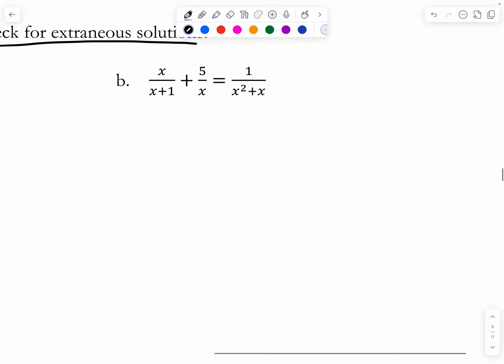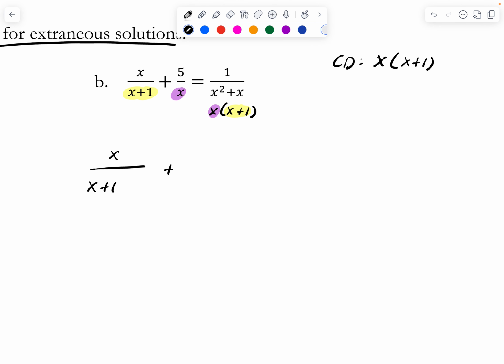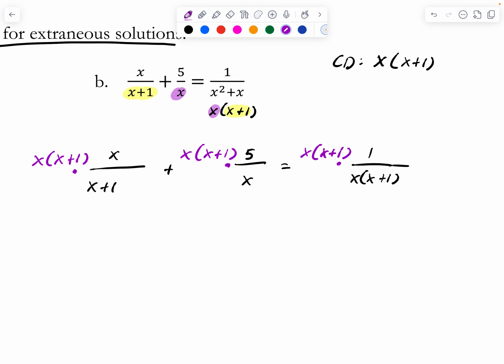Okay, let's do B. So B is going to be where I do this new strategy. I'm going to factor this last denominator to be x and x plus 1. So you'll notice that they share the x plus 1, these share the x, so my common denominator is going to be just x times x plus 1. So I copy down this original equation, and I leave space. Notice how I wrote the factored version there, to multiply every single numerator by this common denominator. So it doesn't matter what the denominator looks like, they all get the same one.